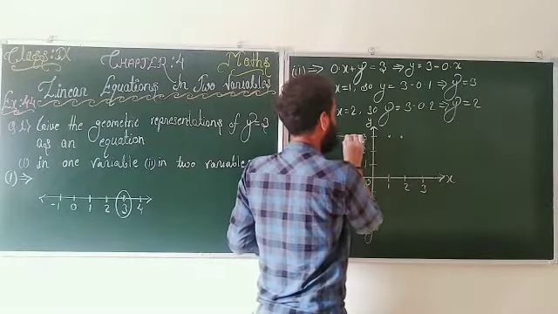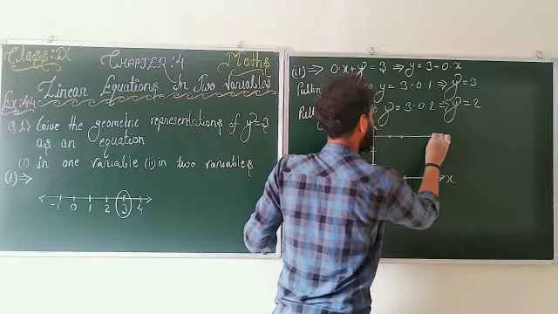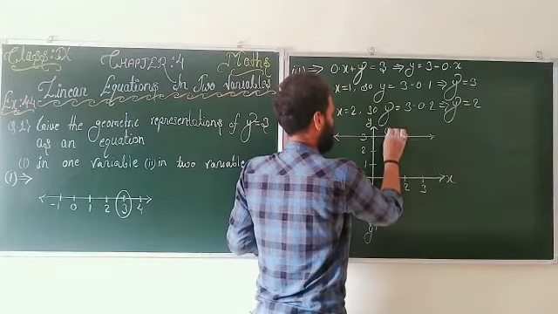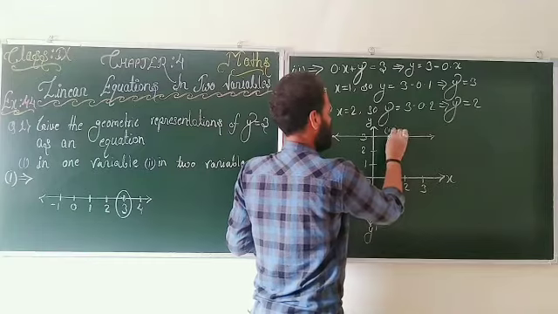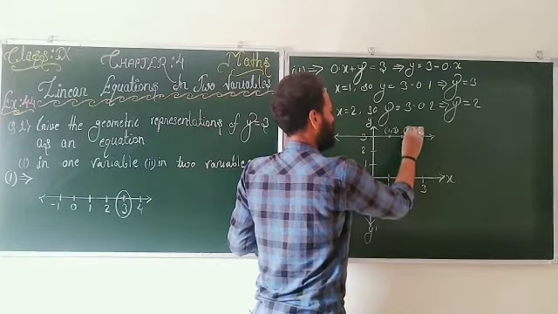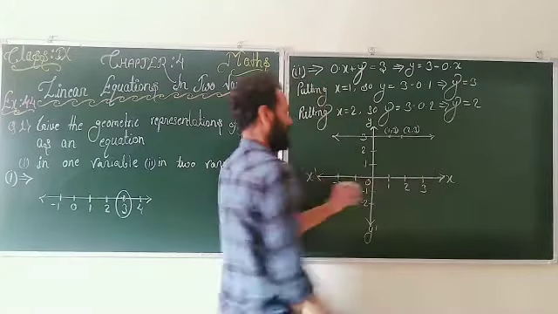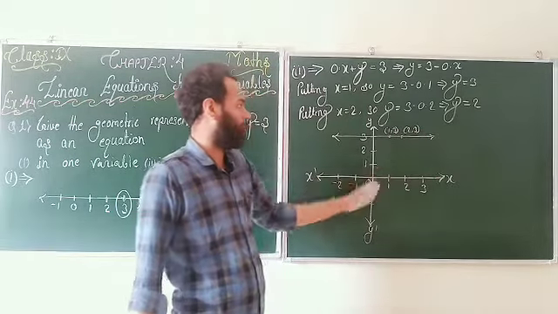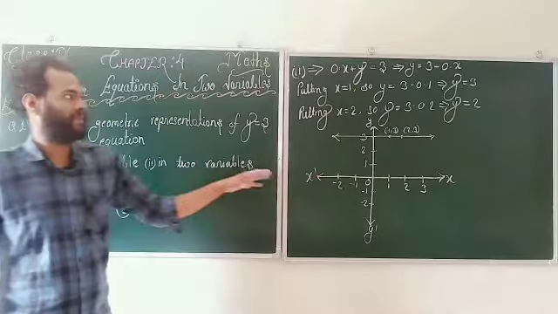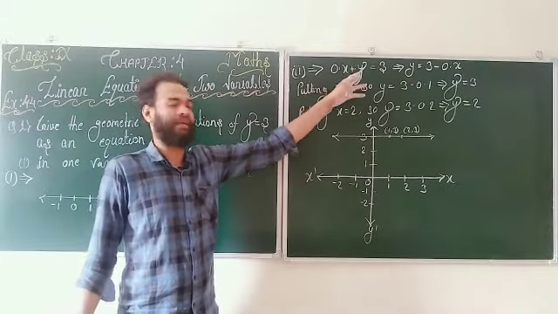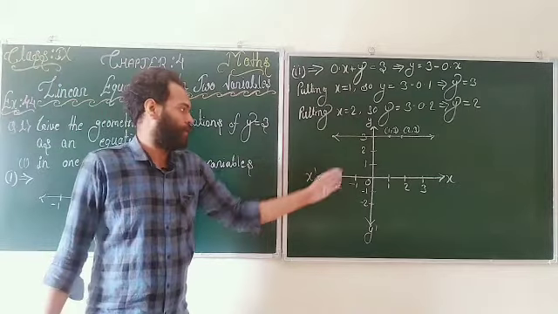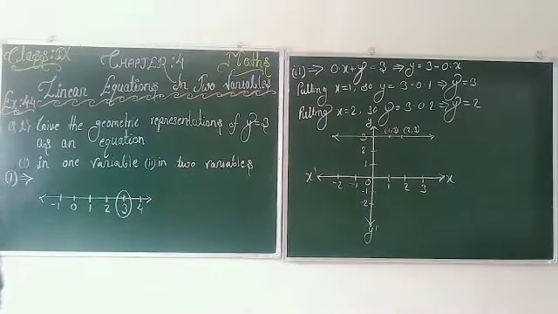So here we get a line parallel to the x-axis. When x is 1, y is 3. When x is 2, again y is 3. When we take x is 3, again y is 3. So we get a line parallel to the x-axis when there is no x in the equation.